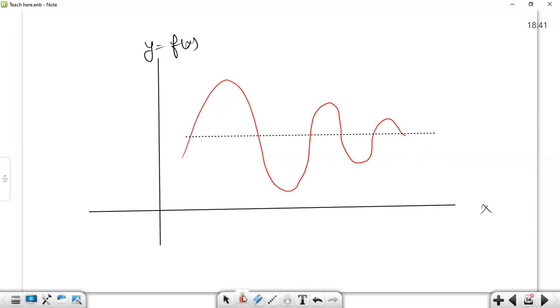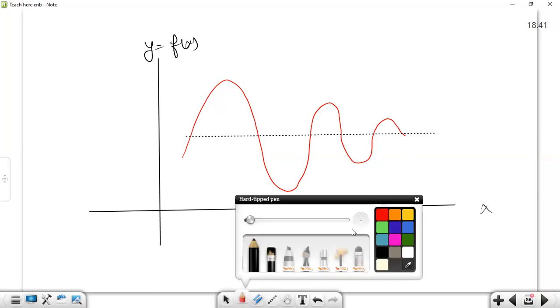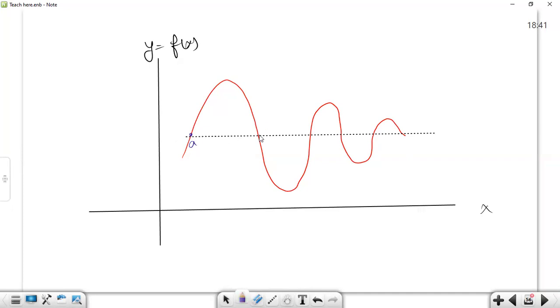Okay, so here you can see there are multiple points, so let us name them. Let us say this is A, this point is B, this point is C, this point is D, this point is E, this point is F. Now, specifically talking about the interval A and B, where is the function getting its maximum value? So it is this point, right?